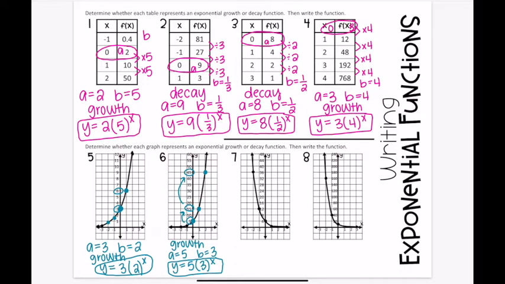Then number 7. Now this one is a different shape. It's going down when I trace it from left to right, forming an L. So this one's going to be decay. I still want to find a and b so that we can write the equation. Well, a is wherever my curve crosses the y-axis. My y-intercept is 4. All right, so finding some other perfect points, and locating those y values is going to help us determine the base.